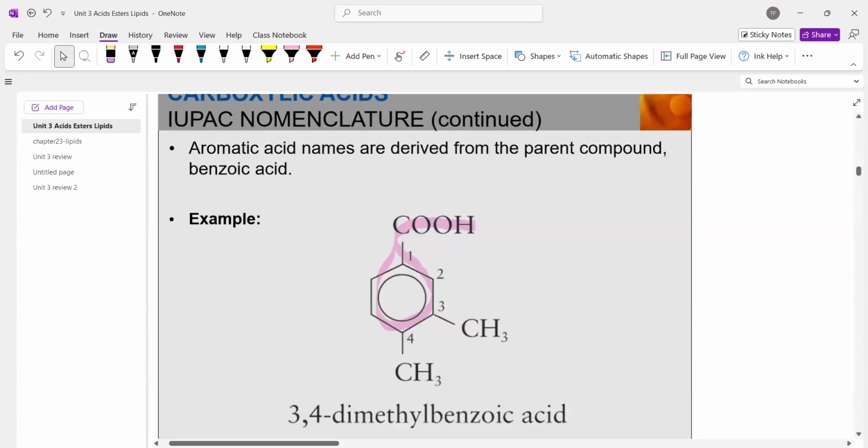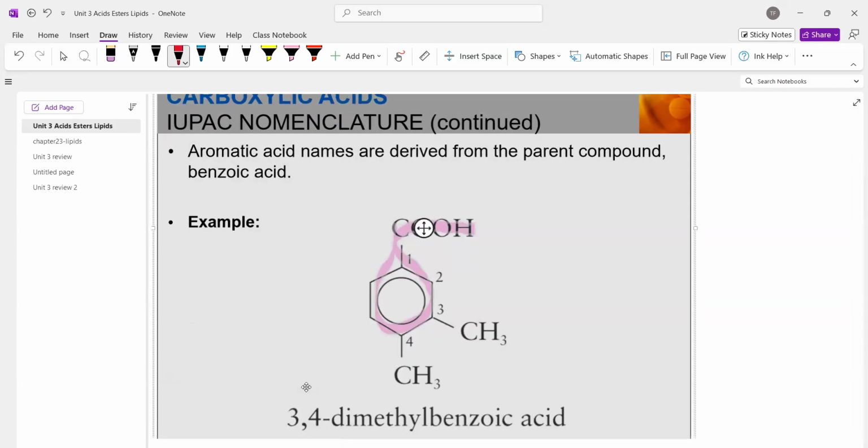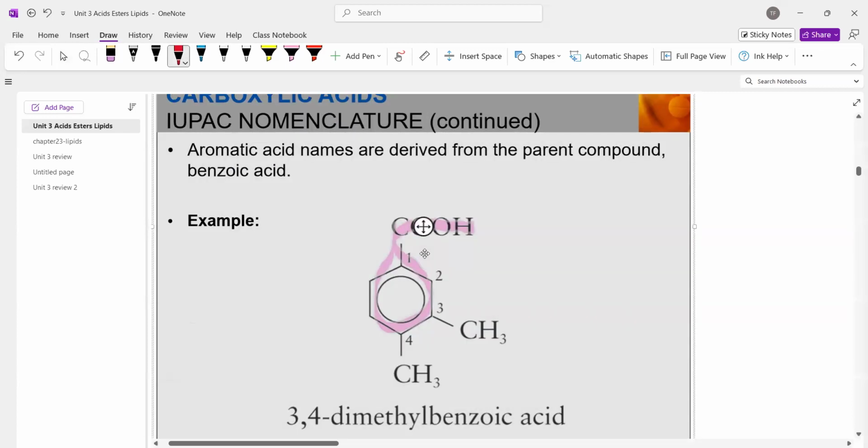Okay, if it's benzoic acid base, where the carboxylic group attaches is going to be carbon number 1. That's going to be carbon number 1, and that's going to be benzoic acid. So in this case, for example, we've got 3,4-dimethyl benzoic acid.